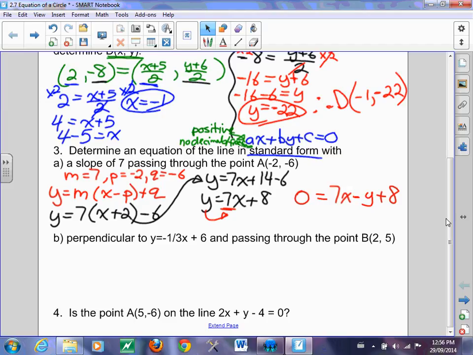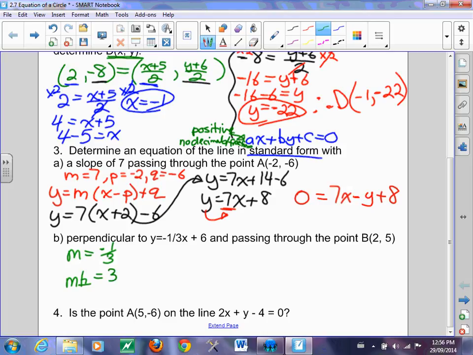Perpendicular to this equation. So first of all, my slope for the equation that I give is -1/3. And to find slope perpendicular, ladies and gentlemen, you've got to invert and change the sign, or negative reciprocal. So my slope perpendicular is going to be 3, and we're going to pass it through this point P and Q, which is 2 and 5. All right, so here we go. y equals 3 bracket x minus 2 plus 5. All right, we've subbed it in.